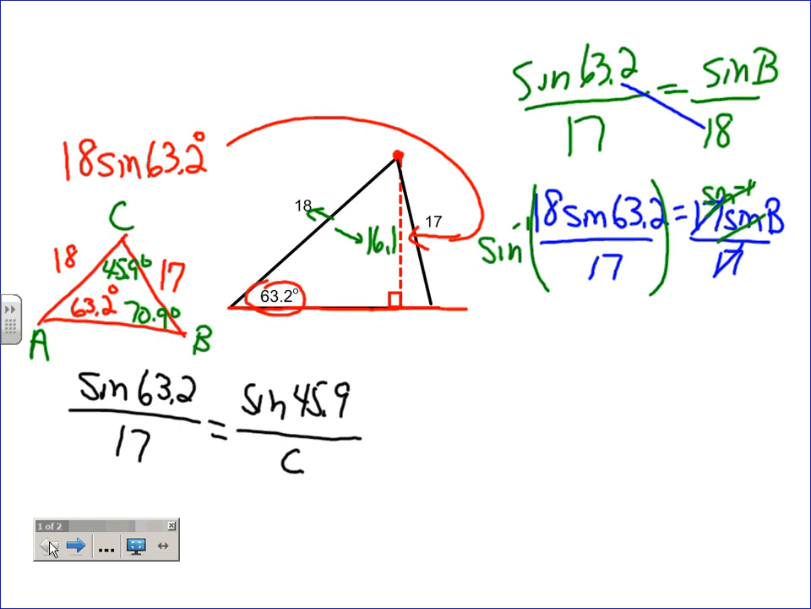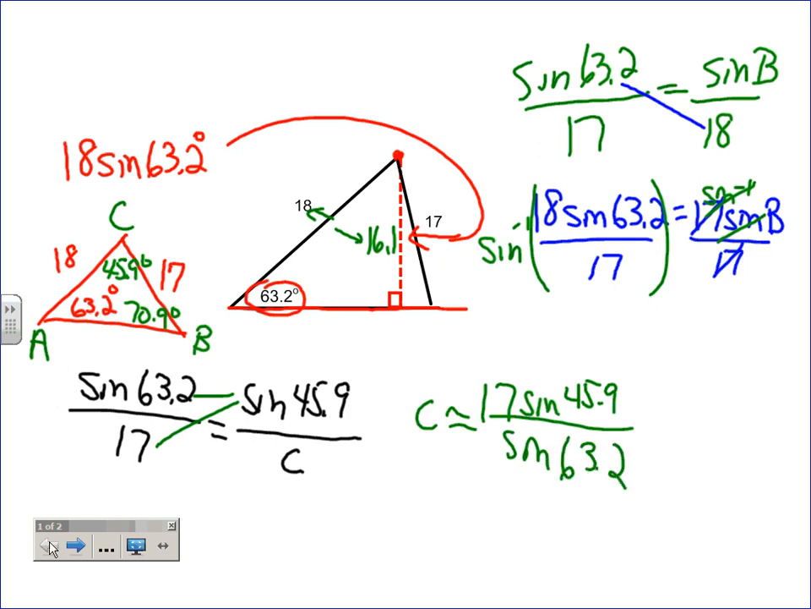And in no way am I saying this is easy. This is what is sometimes considered the ambiguous case of law of sines, if you ever see those words again. So to get C, basically take 17 times that and divide by that. It is 17 sine of 40.9 over sine of 63.2. And just be happy you don't have to do this with the tables. Be happy your calculator does a majority of the work for you.